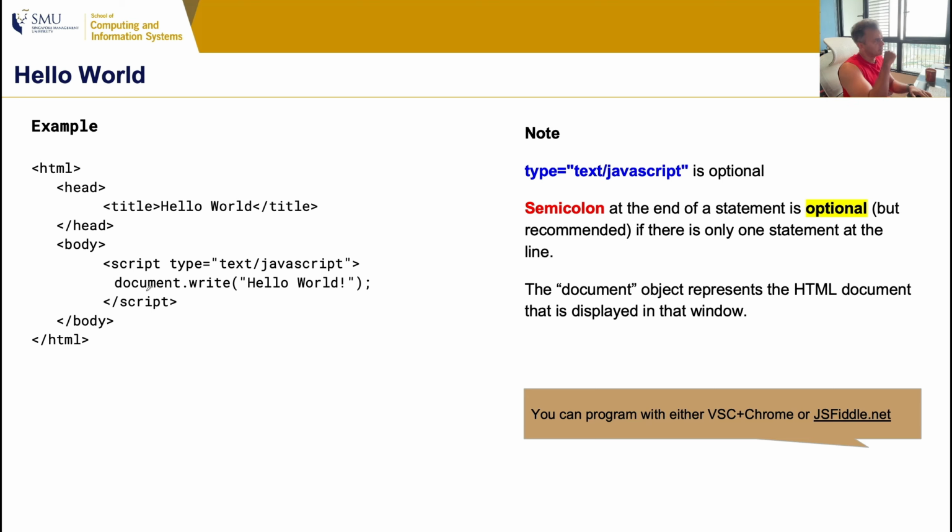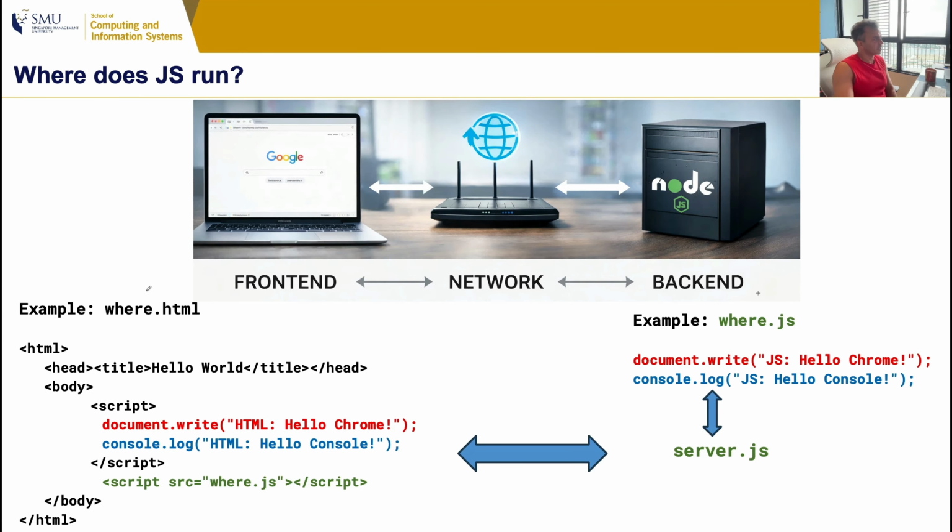There is a little bit of confusion because JavaScript runs on the client side in Chrome, or it can run on the server side. So we have to keep this picture in mind, where exactly it is running. So I created this little picture for you. It can run on the front end, which is Chrome, or it can run on the back end, which in our case is Node.js.